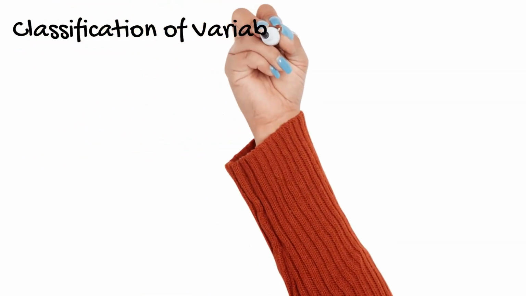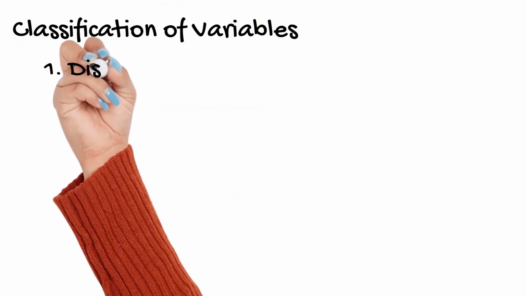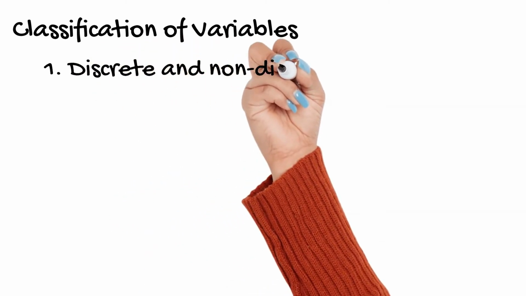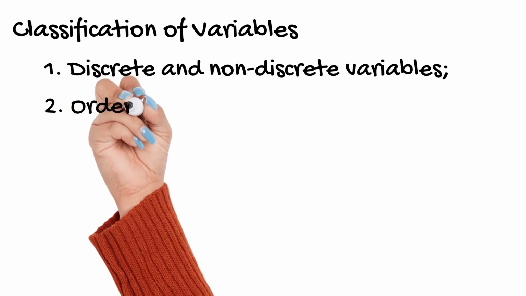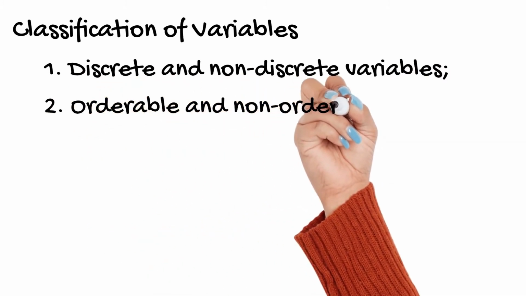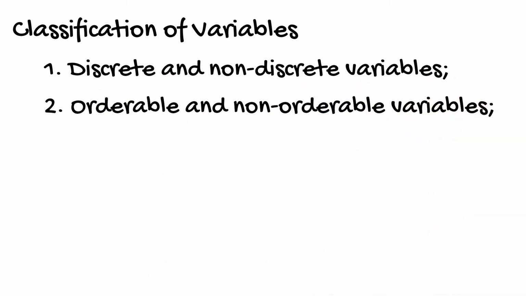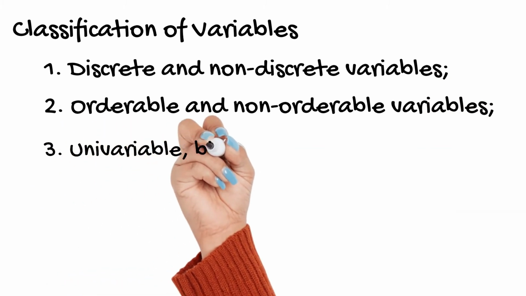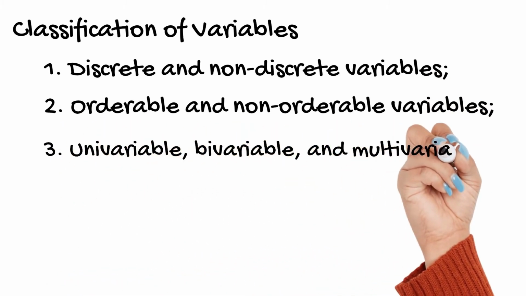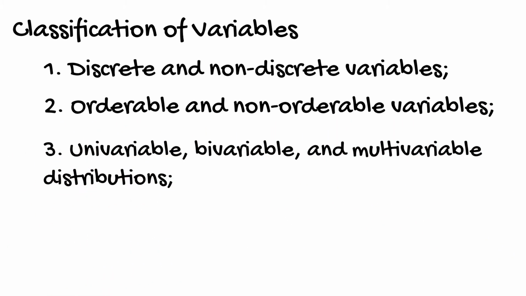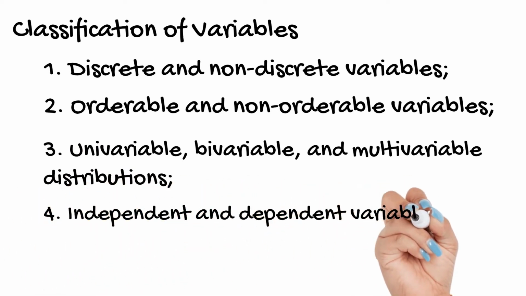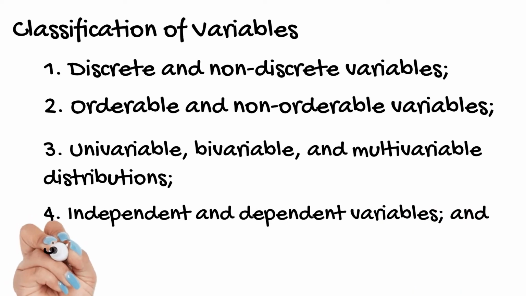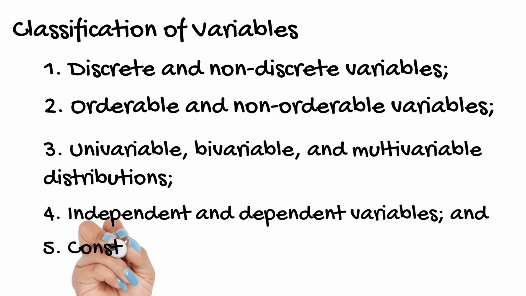To understand further, let us tackle the classification of variables. We have 5. Number 1. Discrete and non-discrete variables. Number 2. Orderable and non-orderable variables. Number 3. Univariable, bivariable, and multivariable distributions. Number 4. Independent and dependent variables. And lastly, constant.